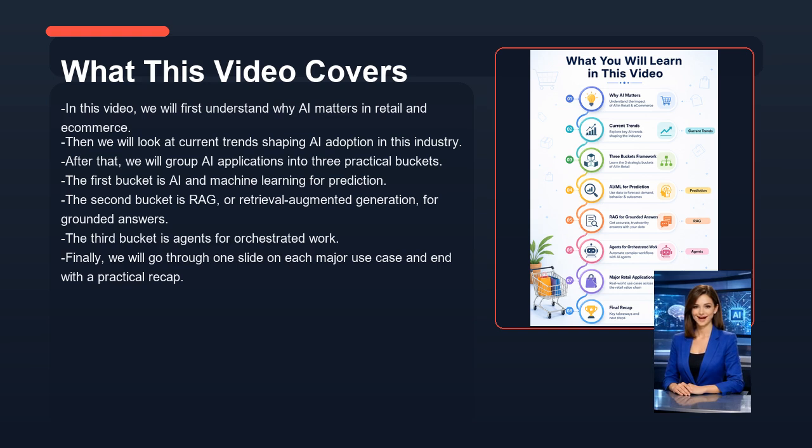The first bucket is AI and machine learning for prediction. The second bucket is RAG, or retrieval augmented generation, for grounded answers. The third bucket is agents for orchestrated work. Finally, we will go through one slide on each major use case and end with a practical recap.